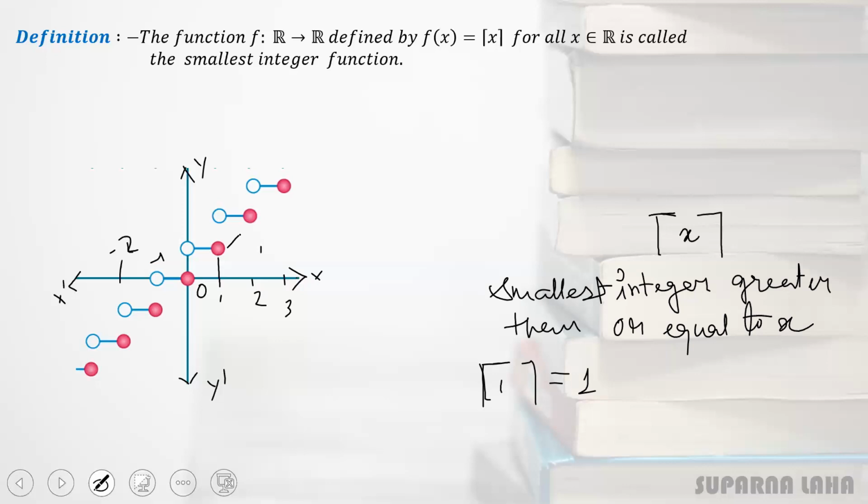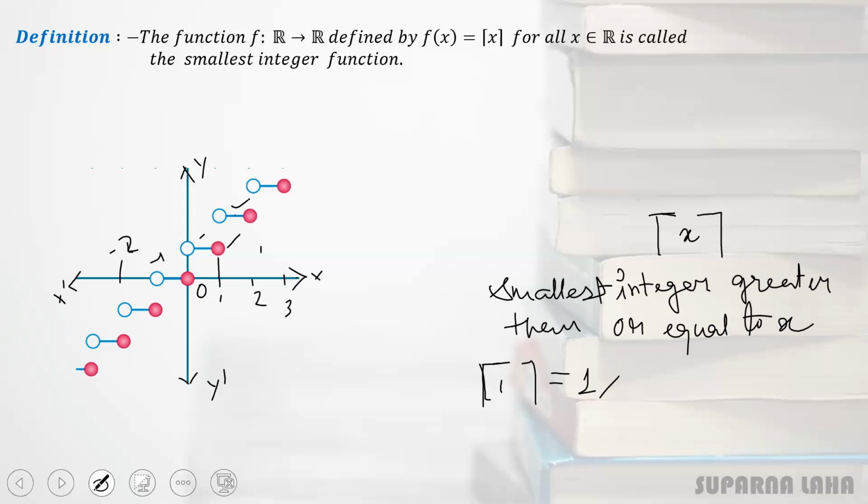You can easily say that if it is 0, it will take this value 0. And if it is not an integer value, it will take the smallest integer greater than it. Okay, so after 0, it will take all the values as 1. After 1, it will take all the values as 2. So like that, it will go on.